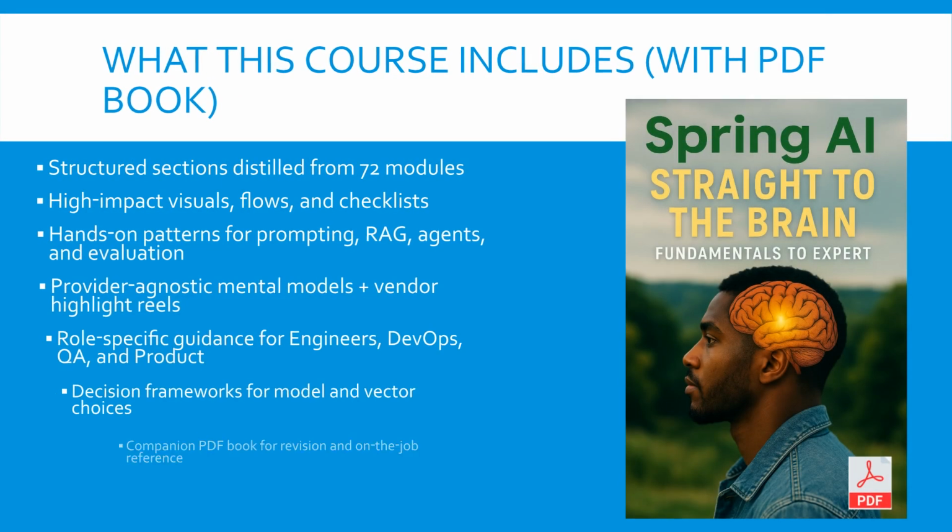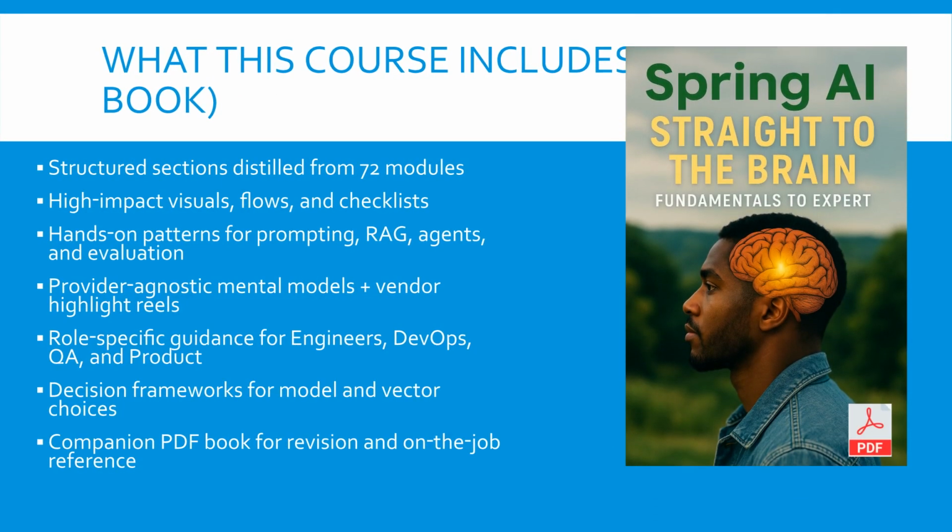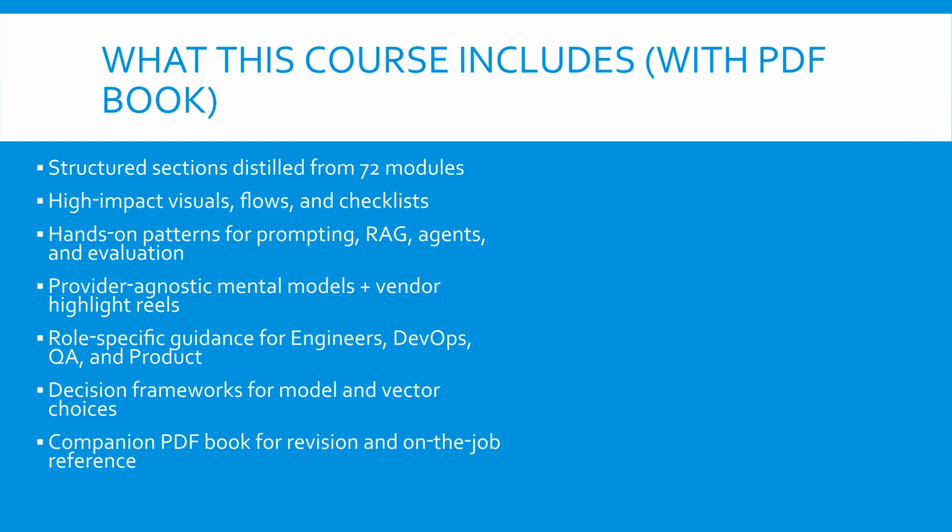This course package is deliberately comprehensive, yet compact in how it is delivered to your memory systems. The video curriculum is organized into 72 modules grouped into 8 conceptual arcs, each closing with rapid recall prompts and a one-page visual that you can screenshot and revisit. The companion PDF book mirrors those arcs and provides deep dives, comparisons, and edge case guidance.